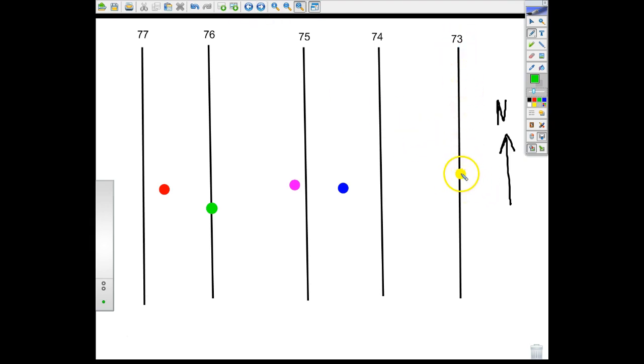Easy, 73 degrees west. Here's 74, here's 75. The midpoint is roughly 74 degrees 30 minutes. So here you could see that this dot is a little bit less, so maybe 74 degrees 28 minutes. This is 75 degrees, and here's my dot that I'm going for. So 75 degrees 10 minutes. This one would probably be about 76 degrees 40 minutes or so.